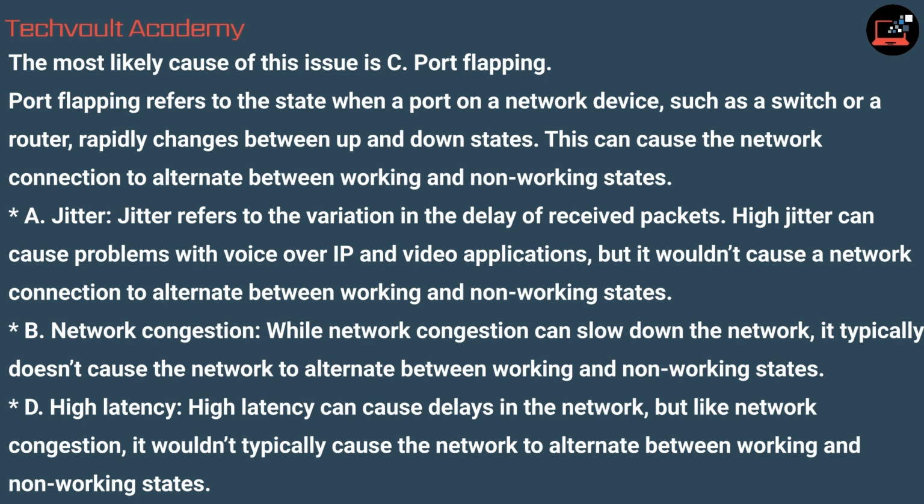A. Jitter. Jitter refers to the variation in the delay of received packets. High jitter can cause problems with voice over IP and video applications, but it wouldn't cause a network connection to alternate between working and non-working states. B. Network congestion. While network congestion can slow down the network, it typically doesn't cause the network to alternate between working and non-working states. D. High latency. High latency can cause delays in the network, but like network congestion, it wouldn't typically cause the network to alternate between working and non-working states.